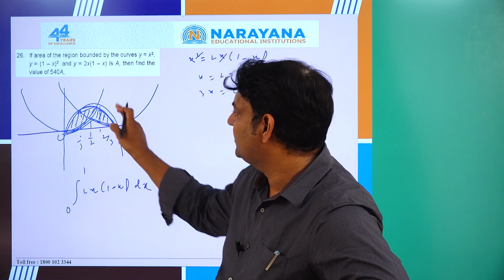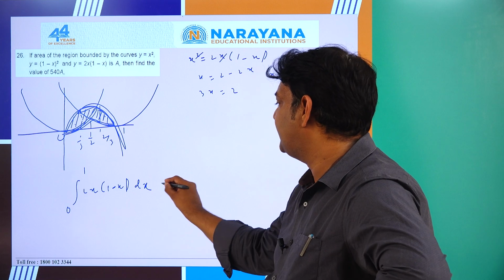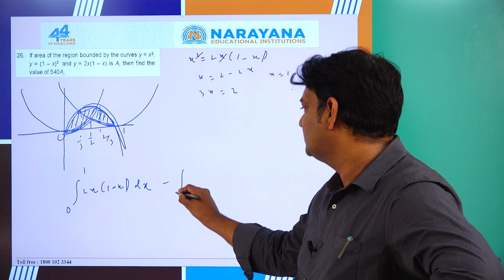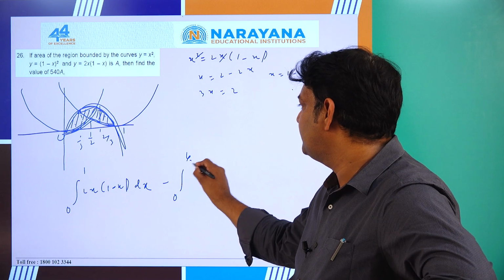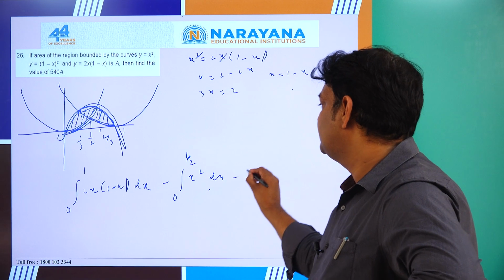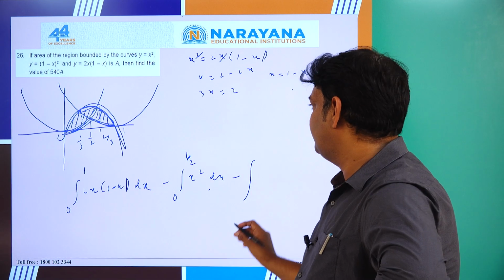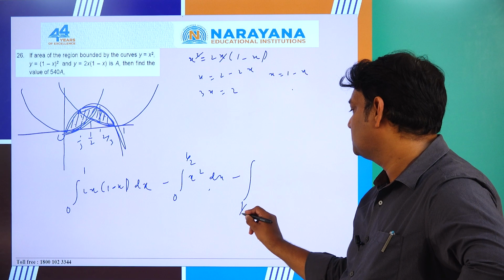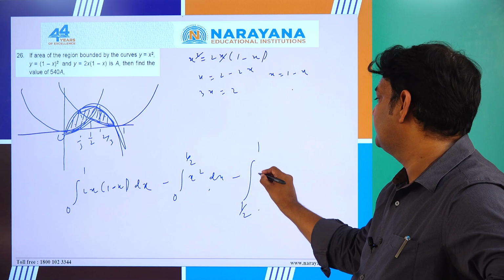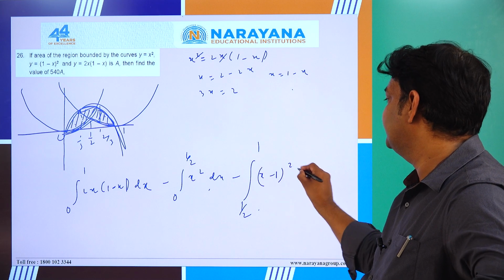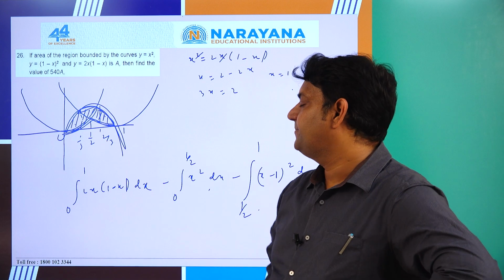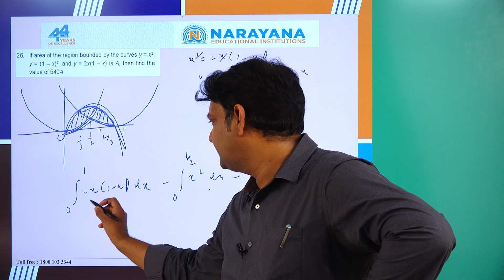This will give you this total area, and from that one we will subtract integral 0 to 1 by 2 x square dx, and also we will subtract integral 1 by 2 to 1 of (1 minus x) whole square, or (x minus 1) whole square dx. This will simply give you the required area. The integration part is quite simple.